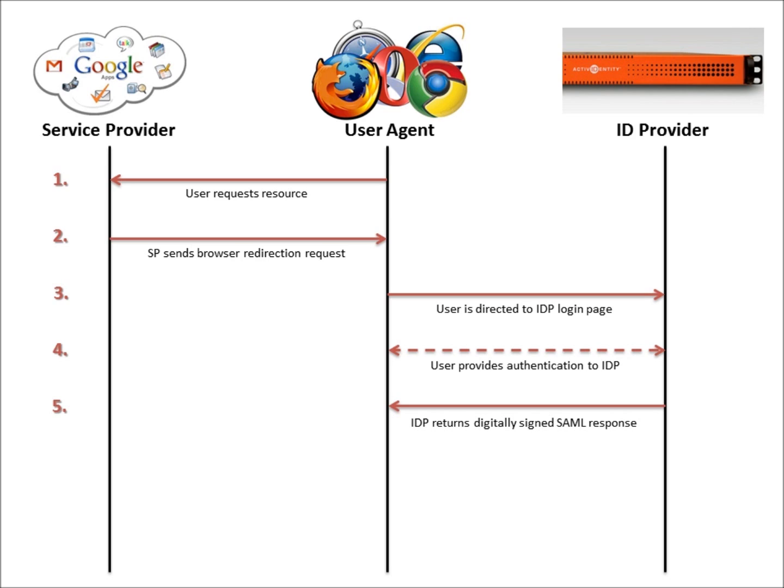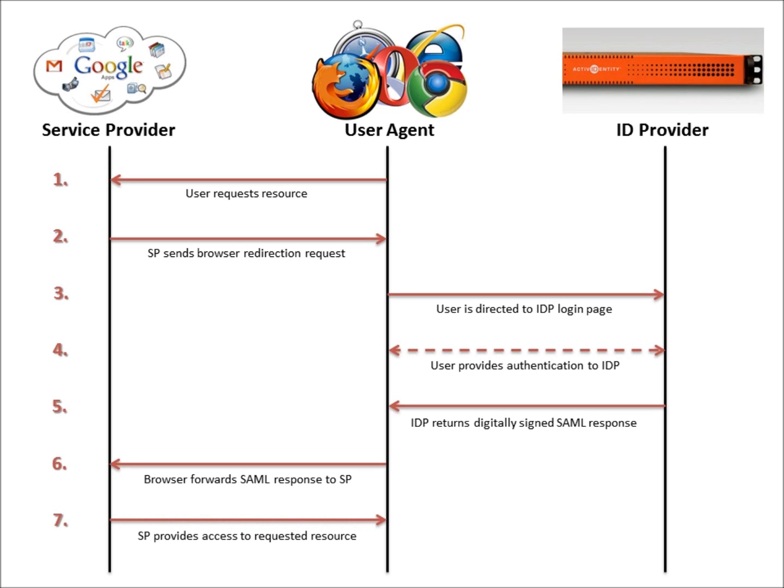Assuming authentication is successful, the identity provider returns a digitally signed SAML response to the user's agent, which forwards the SAML response onto the service provider. The service provider will then validate that digital signature in the response and ensure that it's happy with the response received, and then provides access to the requested resource. So let's have a look at this in action.